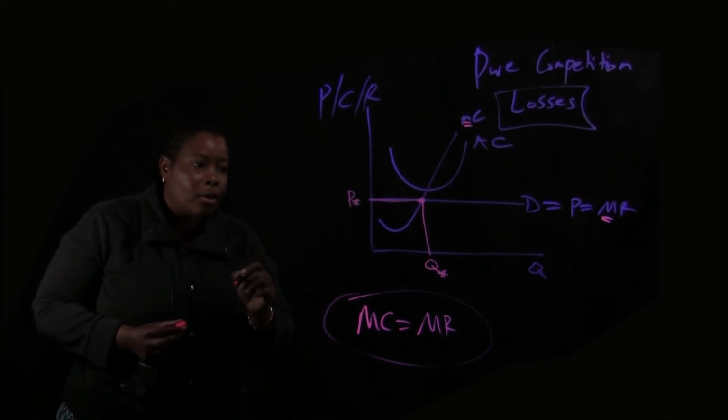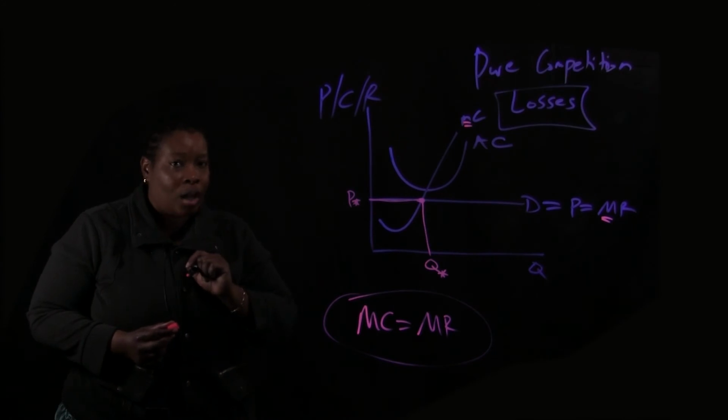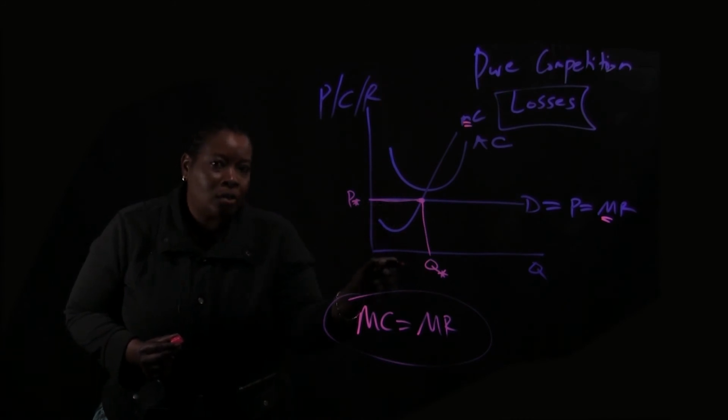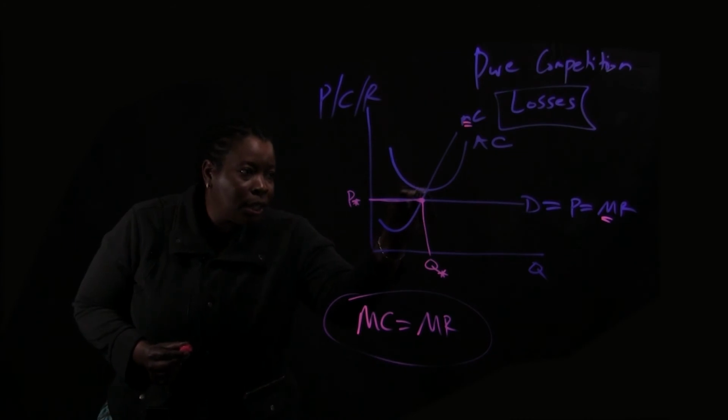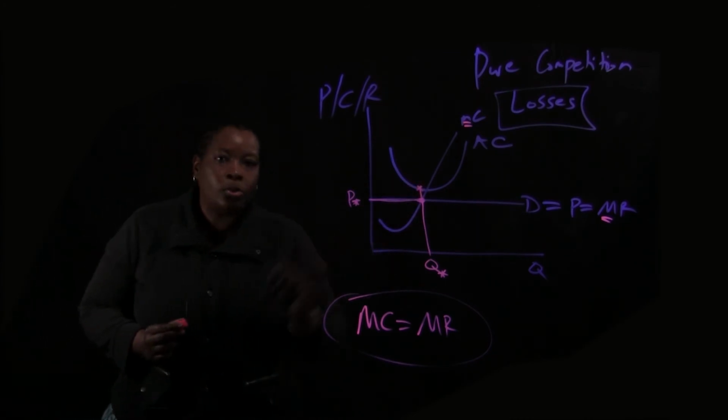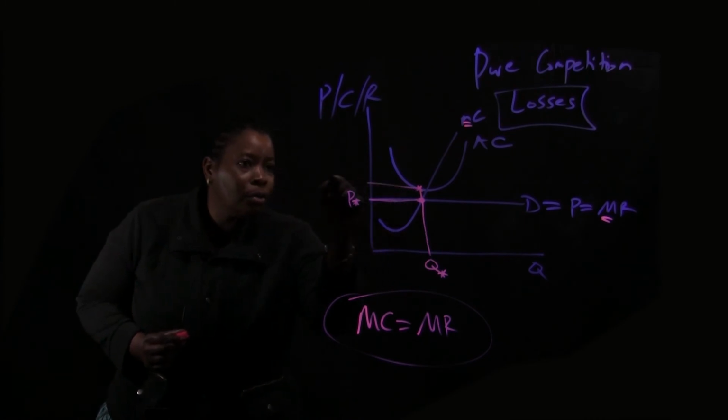Now, how do we figure out the cost to produce Q star? This one's a little bit tricky. This is the quantity that's maximizing your profits. What's the cost to produce it? You see this quantity? Take it up to where it hits the AC. That is your cost to produce Q star. It's right here.